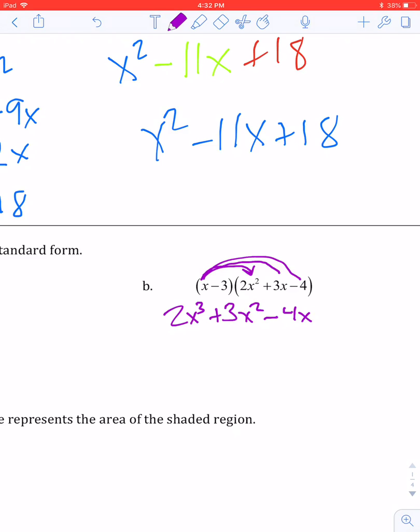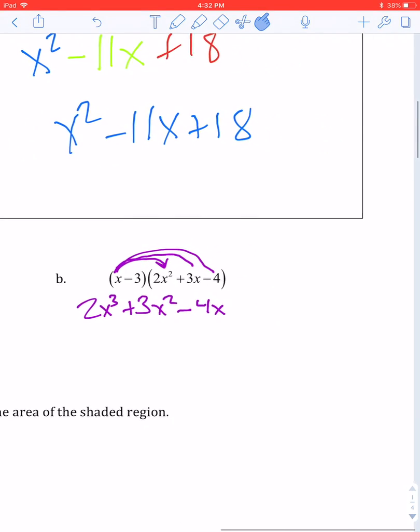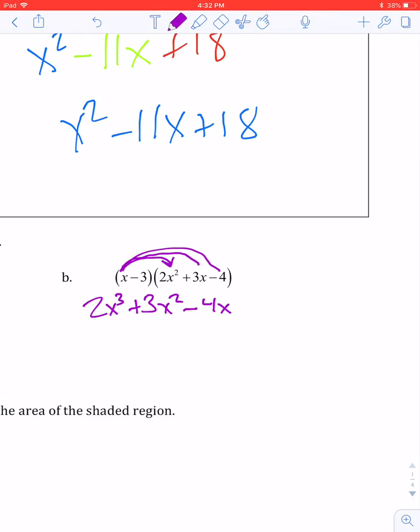So if you remember, we've still got a little more work to do because we've got one more term we need to carry all the way over to the other one. So this is going to be a negative 3 that is getting distributed to the 2x squared. So that is minus 6x squared.